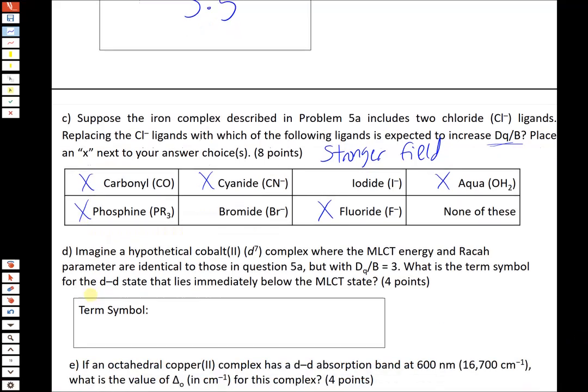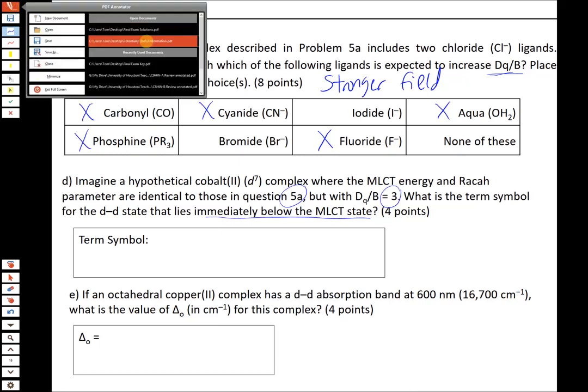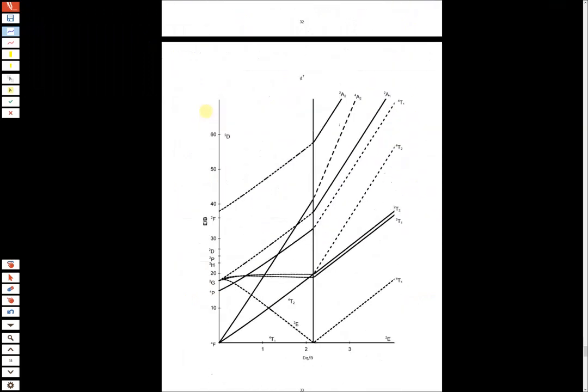Alright, so the next one is we have a cobalt-2 compound with the same MLCT energy and Racah parameter as the iron compound that we talked about before, and then dq over b is 3. What is the term symbol for the DD state that lies immediately below the MLCT state? So it's really the same type of approach as the other one. This time it's cobalt-2, so it's D7, so we're going to look at the D7 Tanabe-Sugano diagram instead.